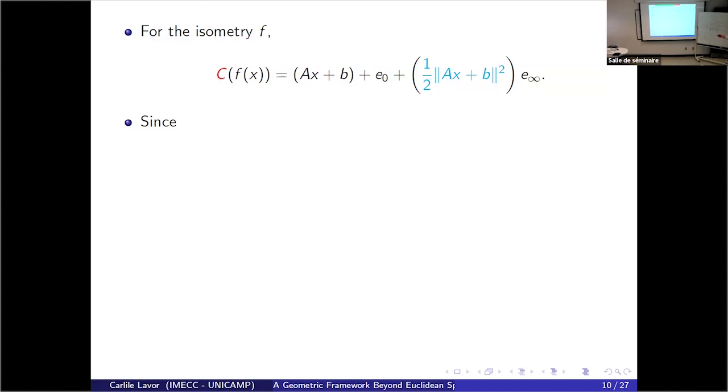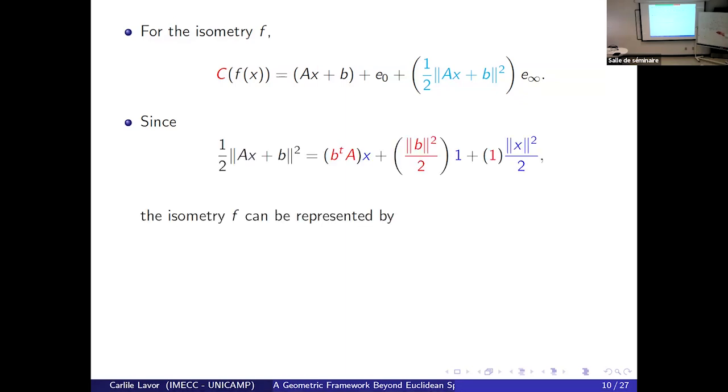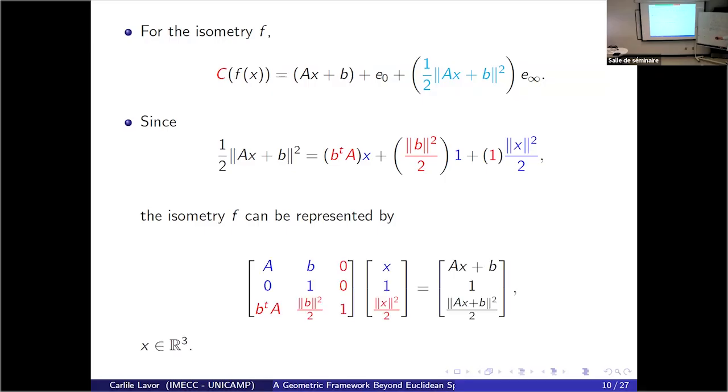And since A is an orthogonal matrix, we can rewrite this expression like this, and using this we can obtain the associated matrix when we use the conformal representation of a point. So this is the conformal representation of a point, and the associated matrix is this. And it is known that when we use the conformal representation of the 3D space, we orthogonalize, which means that this matrix, now in R5, is an orthogonal matrix.